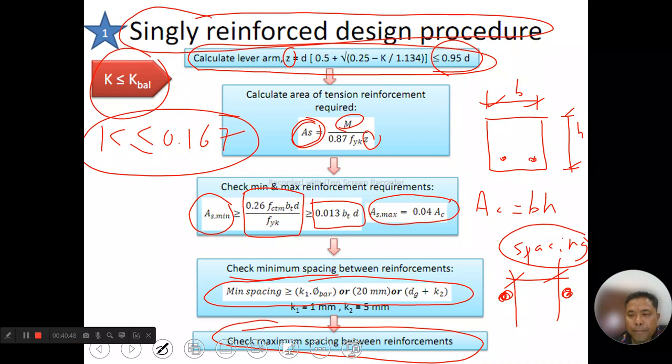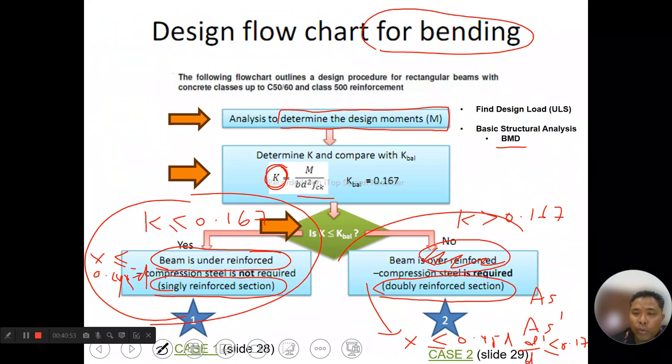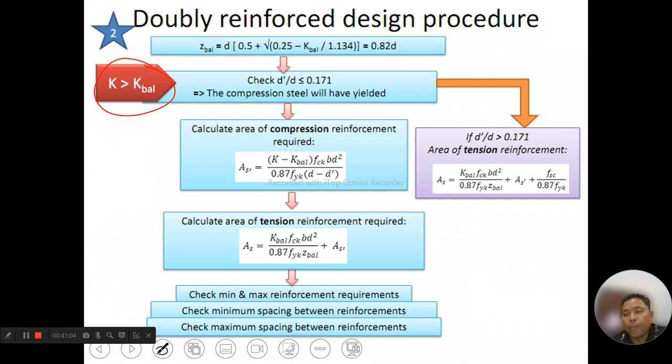I hope you understand. After this I want to talk about doubly. Doubly means this case, the case when your K is more than 0.167. So now I want to focus on that part, for doubly, where your K is more than 0.167. K balance is equal to 0.167.